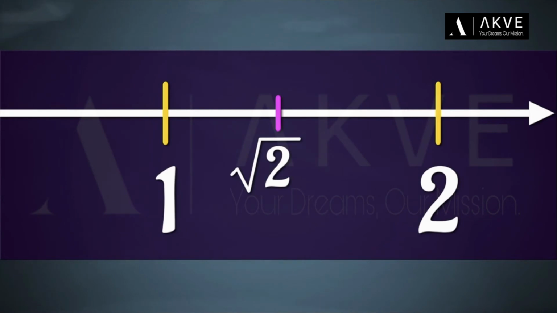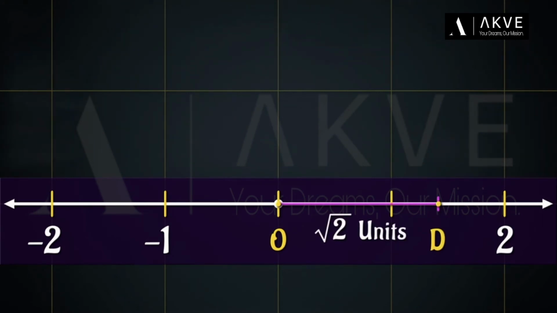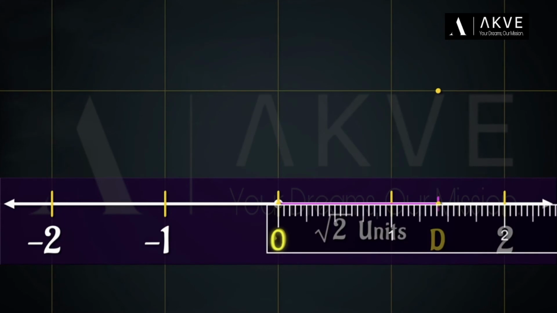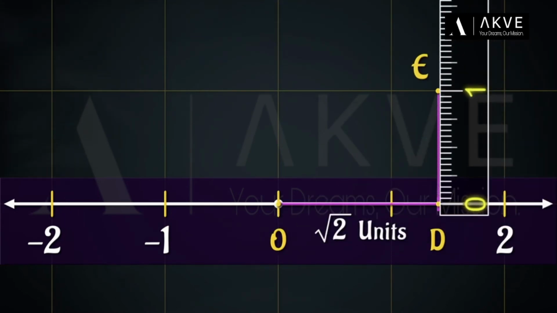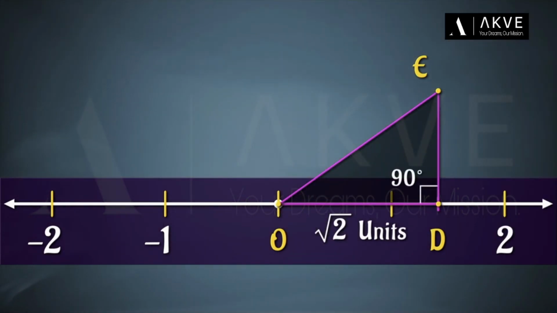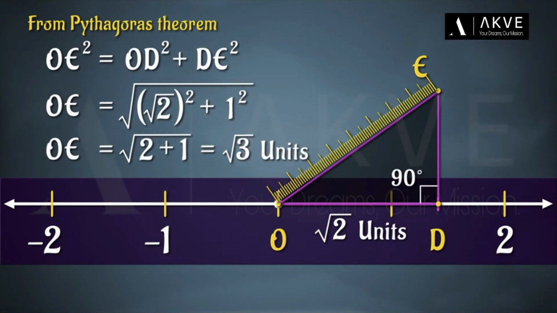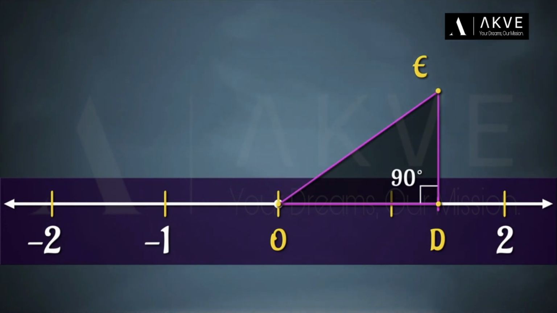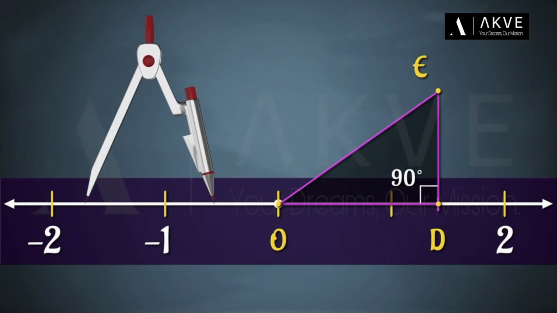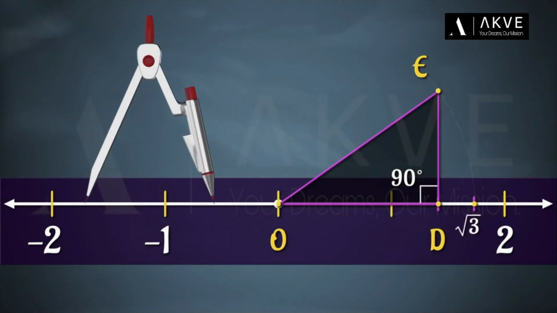Since we have already plotted square root of 2, we know that the distance between O and D is square root of 2 units. Now, draw a perpendicular of length 1 unit from D. If we join OE, we will get a right angle triangle ODE in which the length of the hypotenuse is square root of 3 units. Now, this length of the hypotenuse is what we have to represent on the number line. With the help of compass of radius equal to OE, we will represent square root of 3 on the number line.